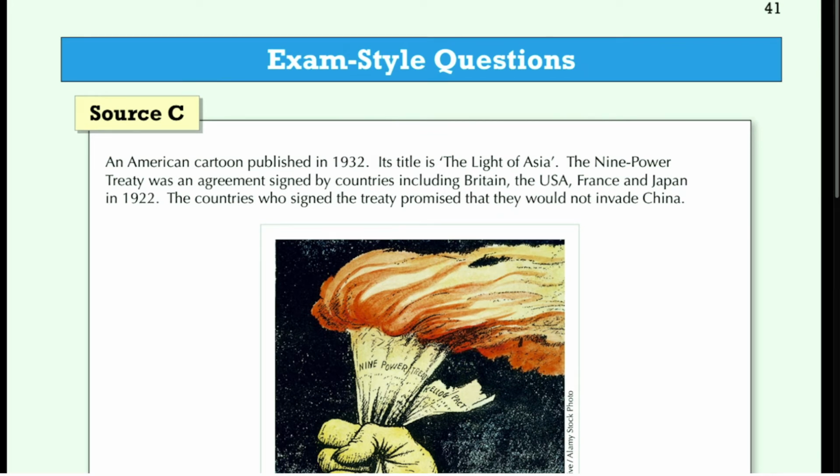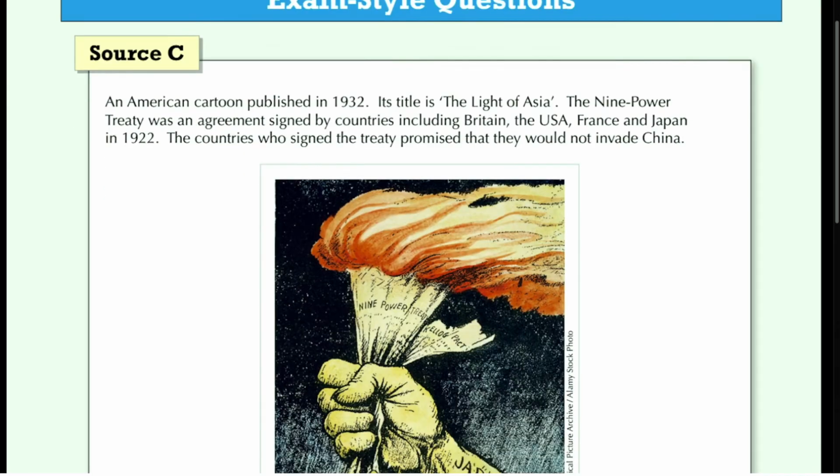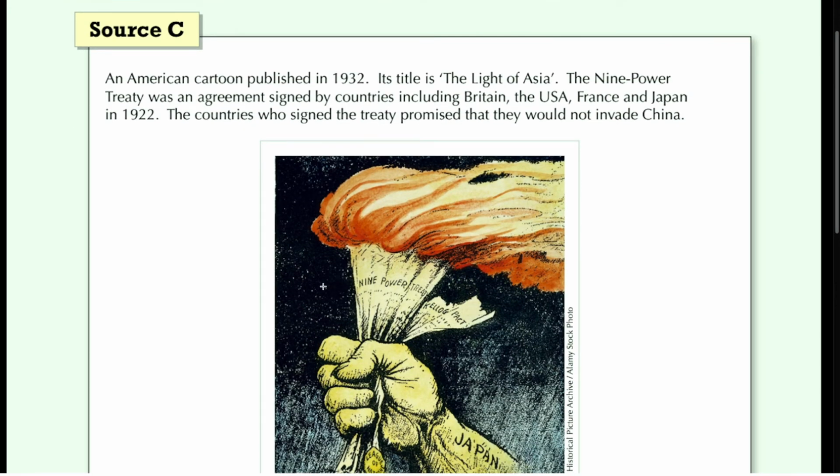An American cartoon published in 1932, its title is The Light of Asia. The Nine Power Treaty was an agreement signed by countries including Britain, the USA, France, and Japan in 1922. The countries who signed the treaty made a promise that they would not invade China, right? That's why we have here written the nine.